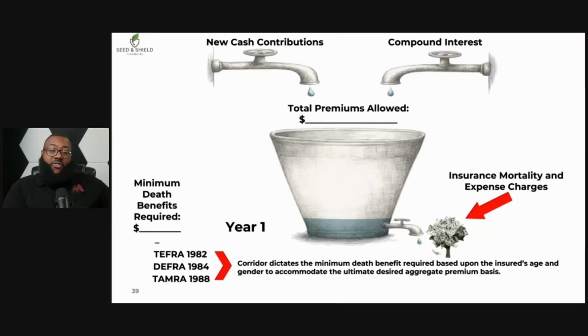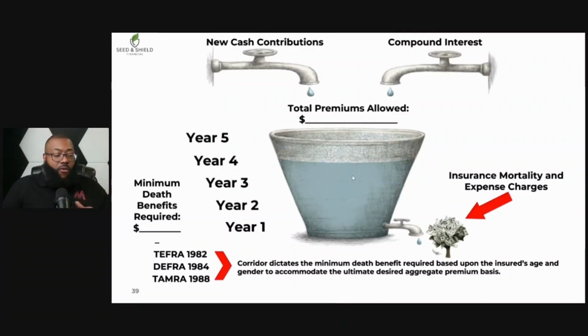So we have to make sure we structure it correctly to do so. So it has to be structured over 5 years. Let's just say $100,000. We would put 20,000 year one, 20,000 year two, year three, year four. Now your bucket is full. You have a maximum funded IUL.